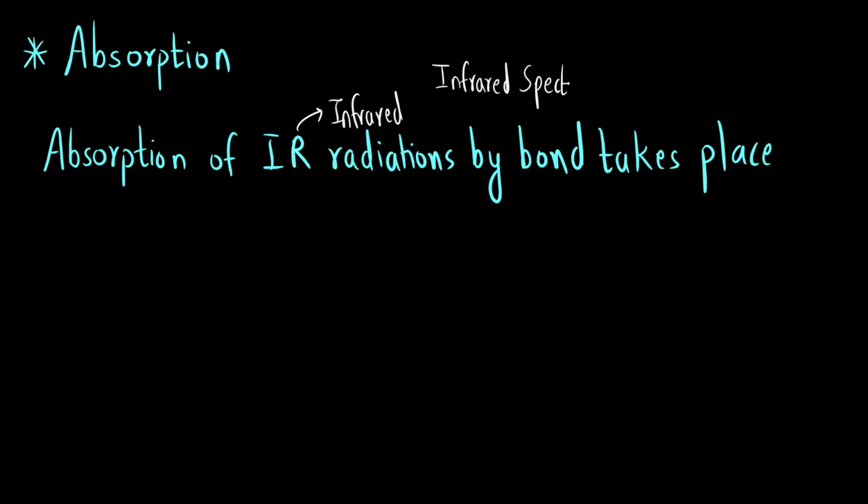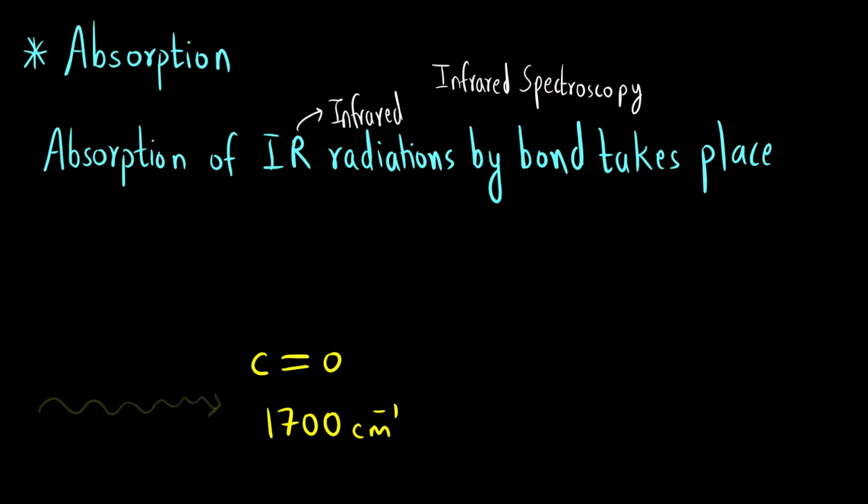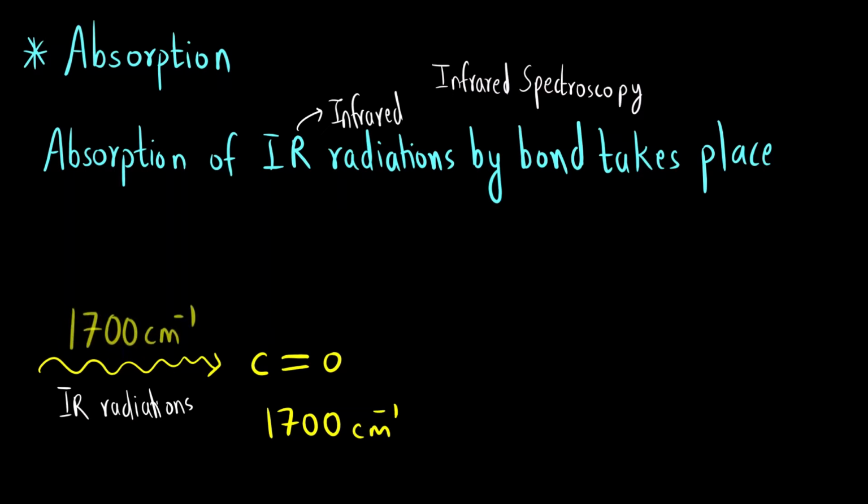Okay, so when does this take place? Suppose I have any one particular bond, let's say carbonyl group. Now carbonyl group has a fixed stretching frequency, that is 1700 centimeter inverse. So when will absorption take place? When I incident infrared radiations, and the frequency of this IR radiation should also be the same, that is 1700. When both these frequencies match, what will happen?